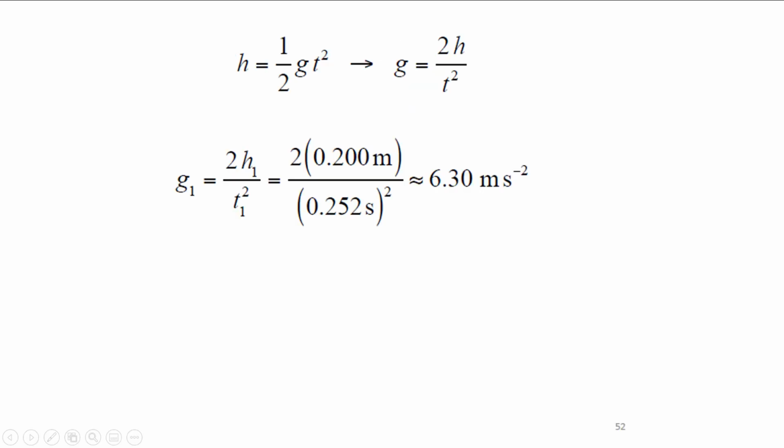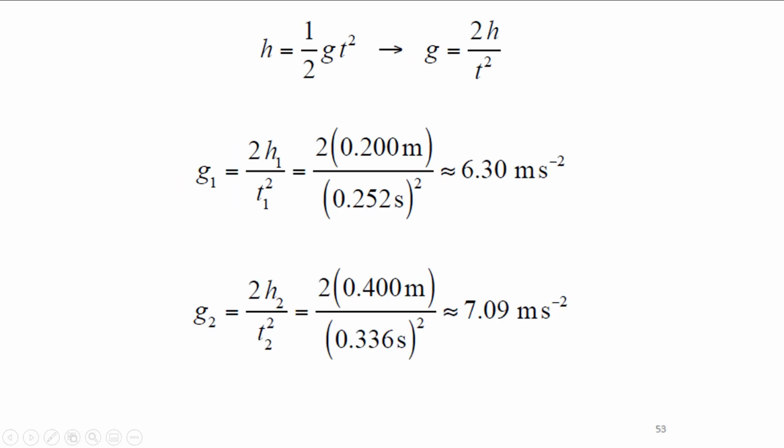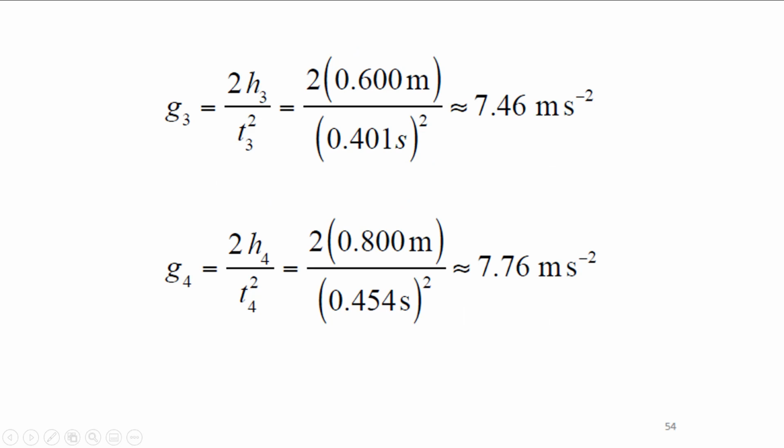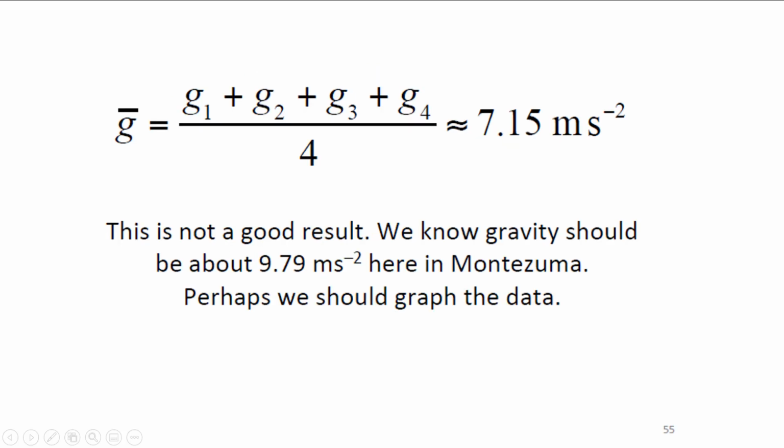So we might just solve for g for each different variation. For our first variation, we plug in our ordered pairs for h1 and t1. We get g is 6.30 meters per second squared. We do it again for g2, we get 7.09 meters per second squared. g3, we get 7.46 meters per second squared. And g4, we get 7.76 meters per second squared. If we take the average of all of these, g bar is equal to the sum of all the g's divided by the number of g's, we get 7.15 meters per second squared, which is not a good result.